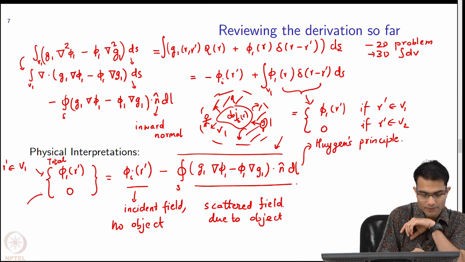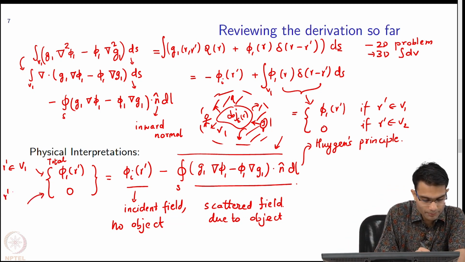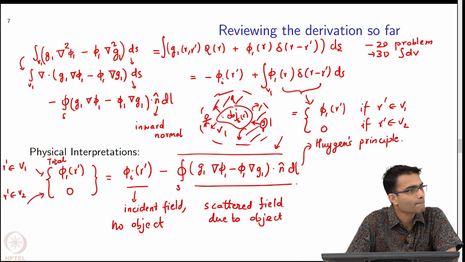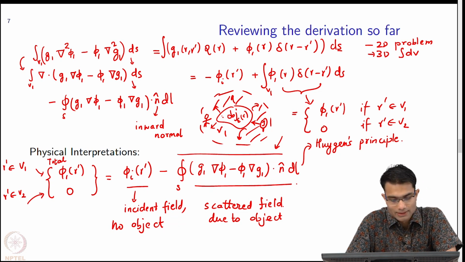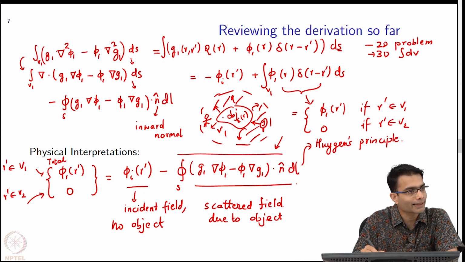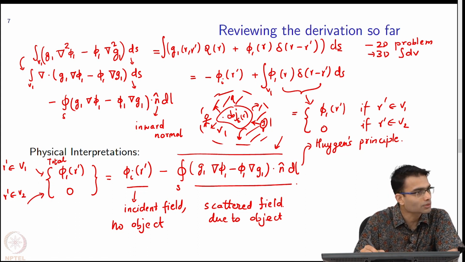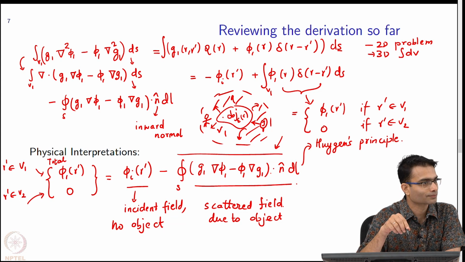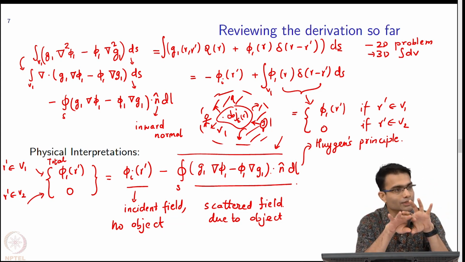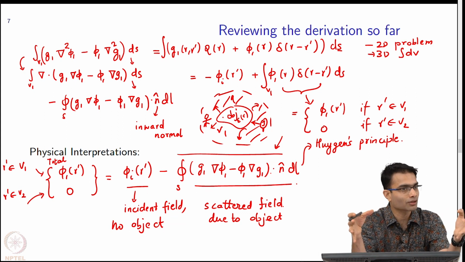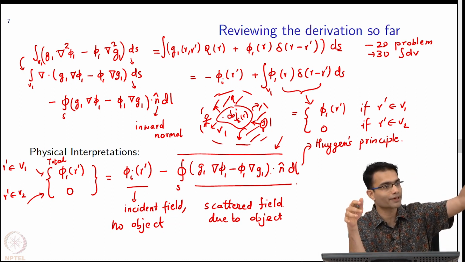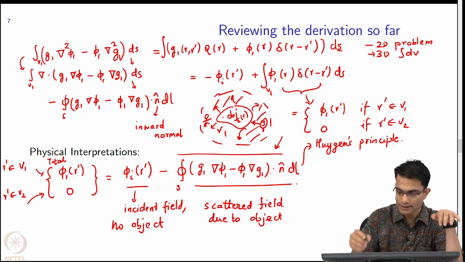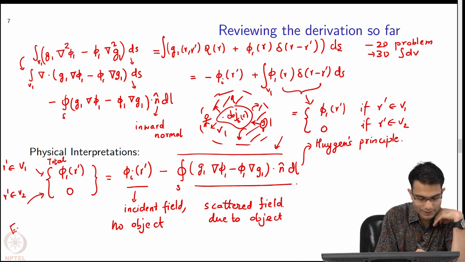What is the physical interpretation of the second term? This is when r prime belongs to V2. So if I go inside the object, what is the interpretation? The interpretation is that the incident field is exactly cancelled by the scattered field inside the object. That does not mean that the field inside is 0. It just tells you that the balance of these impressed currents, as they are called, is such that outside the object it produces the correct field, inside the object it cancels the incident field. Okay, and this second term is, as I mentioned, the extinction theorem.